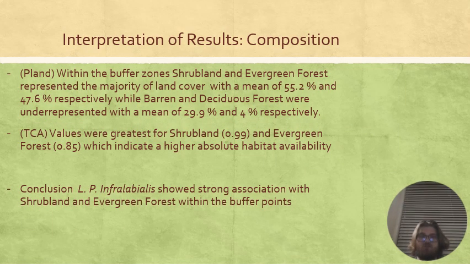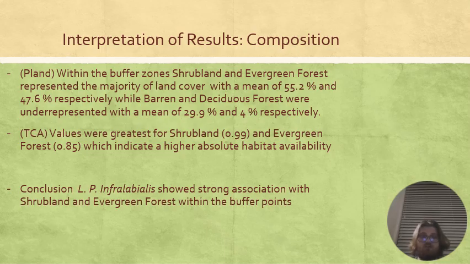Interpreting the results of composition. When using pland, within the buffer zones, shrubland and evergreen forest represented the majority of land cover, with a mean of 55.2% and 47.6% respectively, while barren and deciduous forest were underrepresented with a mean of 29.9% and 4% respectively.